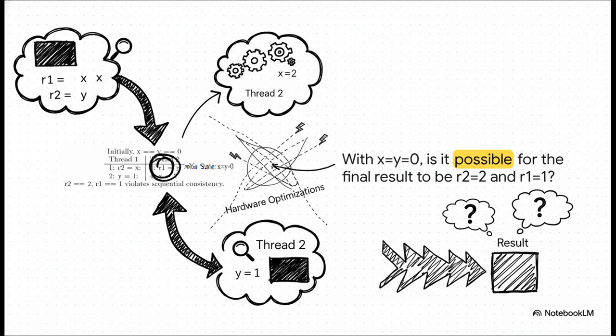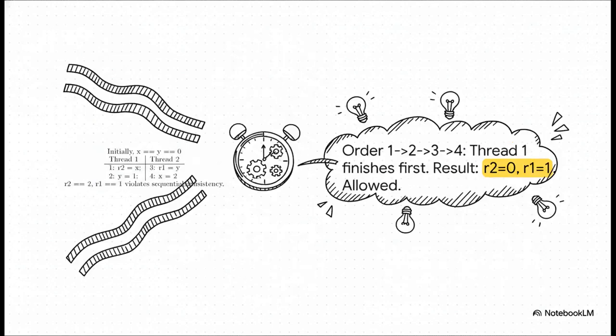Two variables, x and y, and they both start at 0. Thread 1 is going to read x, then write a 1 to y. At the same time, thread 2 is going to read y, then write a 2 to x. So, the big question: is it possible for thread 1 to end up reading a 2, while thread 2 ends up reading a 1? If we follow our strict sequential consistency rules, let's see what can happen.